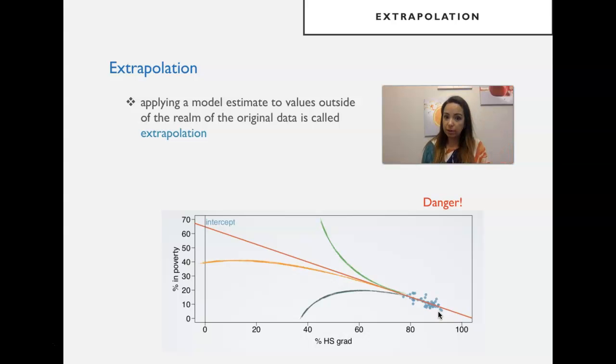Which means you need to be really careful, because you can't guarantee that the relationship will be linear across all the range of the explanatory variable, all right? It could go really differently and then your prediction would be really off.